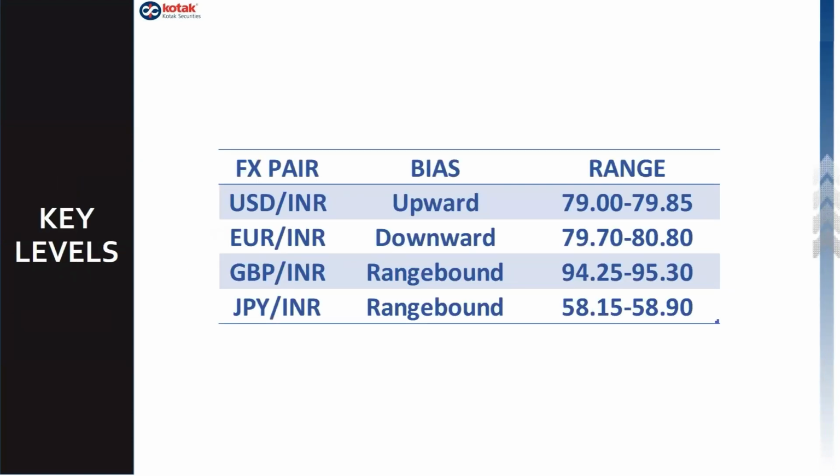Finally, to conclude, the key levels to keep in mind and the bias. USDINR is upward, it is between 79 and 79.85 on the July futures. Euro INR is downward, between 79.70 and 80.80 on the July futures. GBP INR is range bound, yen INR is range bound.